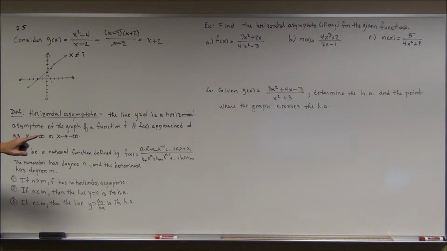Now, I mentioned also in one of the other videos, I think it was the last video, that a graph of a rational function will not cross a vertical asymptote, but it may cross a horizontal asymptote. So I'm going to reinforce that just a little bit.